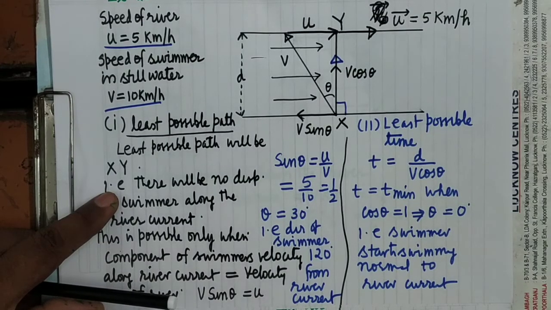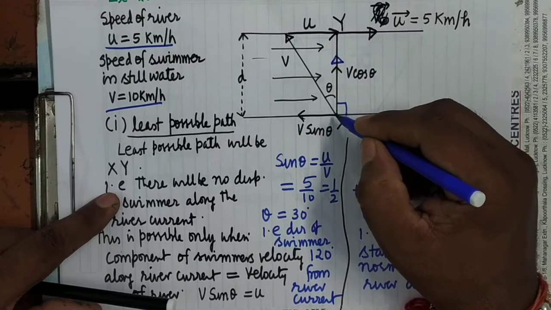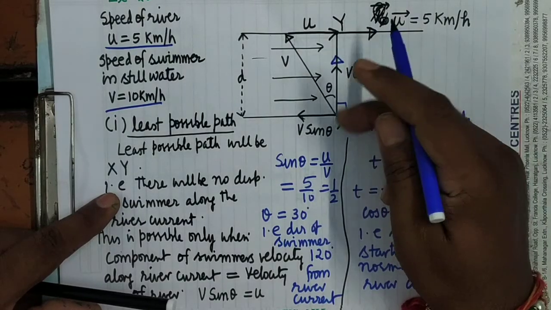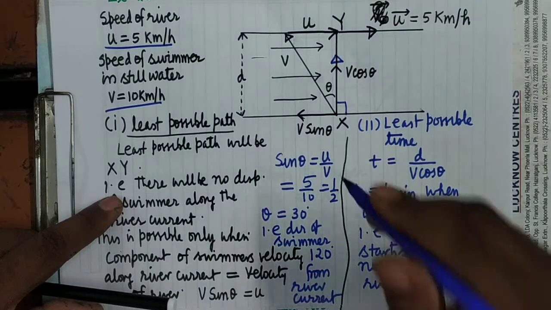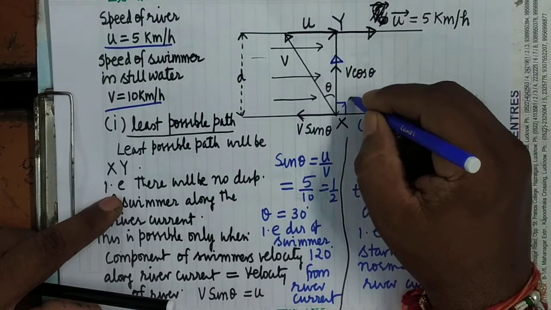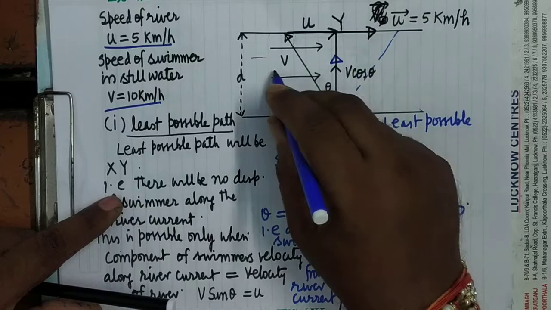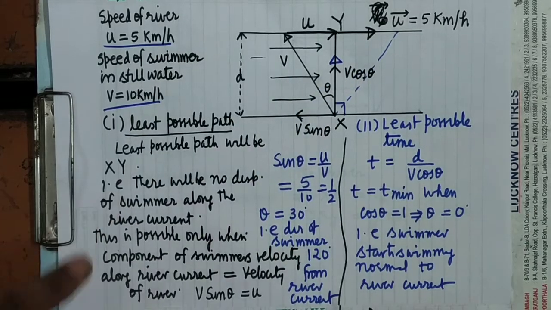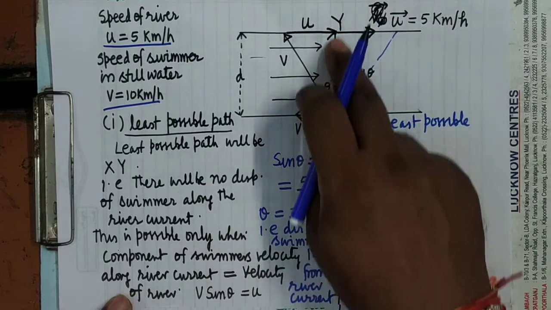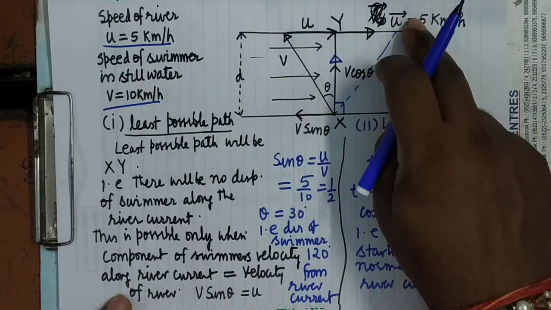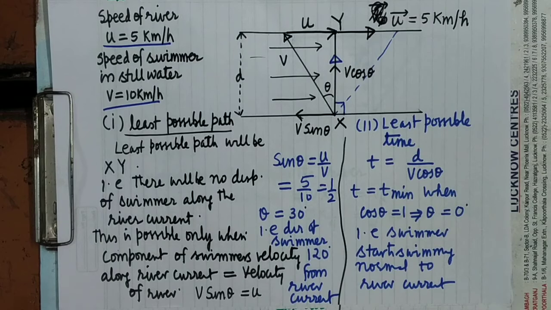But in this case, what will happen? Now he will reach, the time will be minimum. It is clear. But now his actual path will become this because of the force of the river current. Because he has started the motion in this direction, on forcing, he will be inclined in this direction. It's clear.